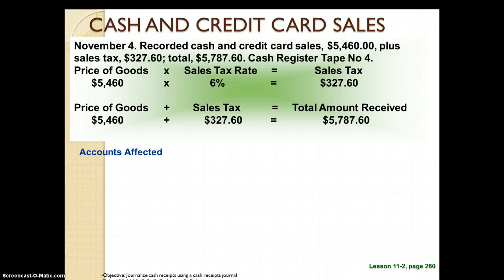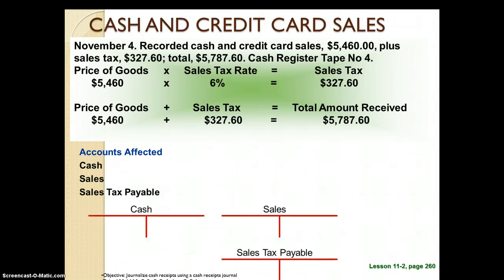So which accounts are affected? Well, we kind of talked about this already, right? We received cash, so clearly cash is affected. We made a sale, so sales would be affected. And every time we make a sale, we have to pay some money to the government in the form of a sales tax, so sales tax payable is affected. And we're going to draw our T accounts, so I'll give you just a second to set up those 3 T accounts and label them with account titles.